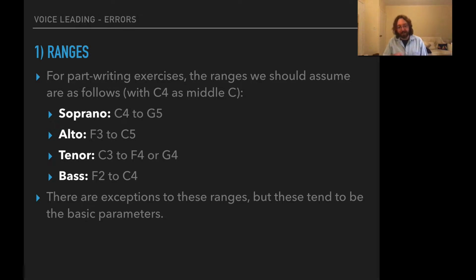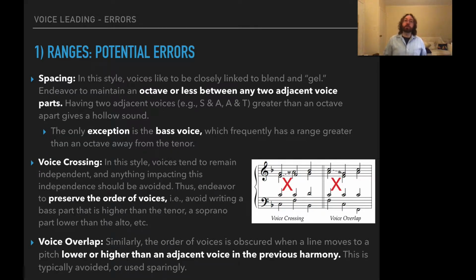You can kind of make an exception if you need to take them down to an E or a D. Once you get down to C, that's pretty low. And there are, of course, exceptions to these ranges in Bach's chorales, but these tend to be the basic parameters around which we'll structure our chorale writing. So here's some potential errors that we get when we're talking about ranges. I know this is a lot of text. We'll work through it bit by bit.